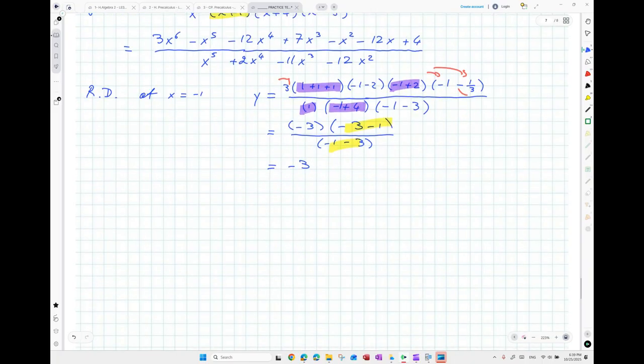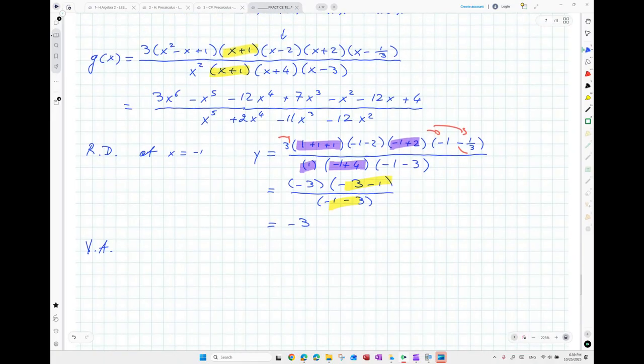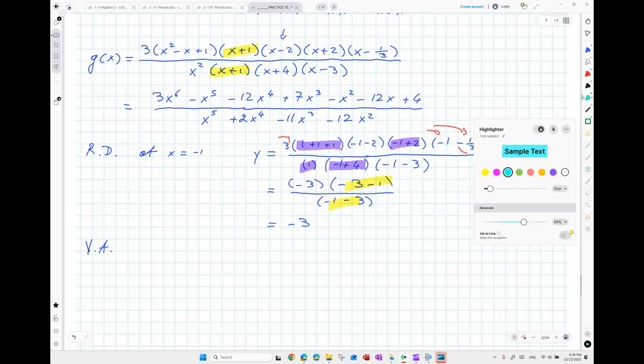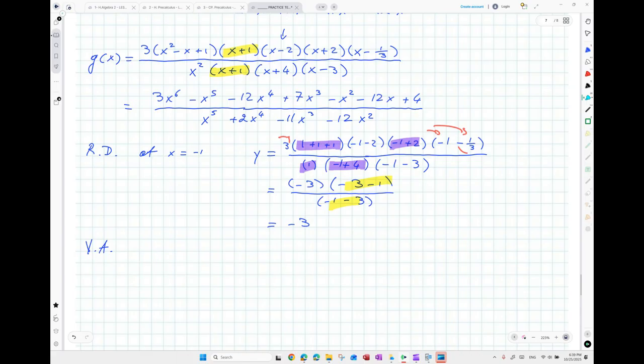Then I'm going to go for the vertical asymptote. I'm still going to refer to the factored form, and I've got 1, 2, 3 factors left. I'm going to disregard x plus 1 since it is also a factor of the numerator. And the vertical asymptotes would be x equals 0, x equals negative 4, and x equals positive 3.